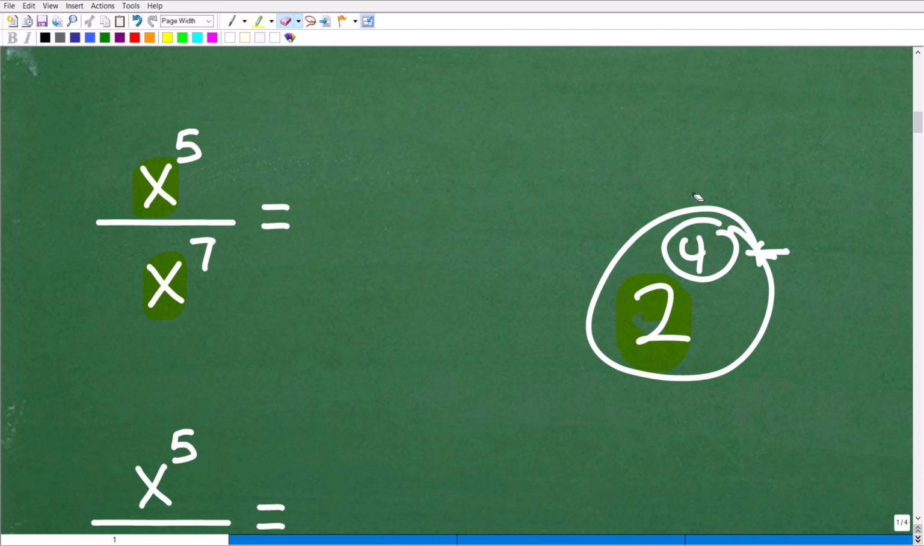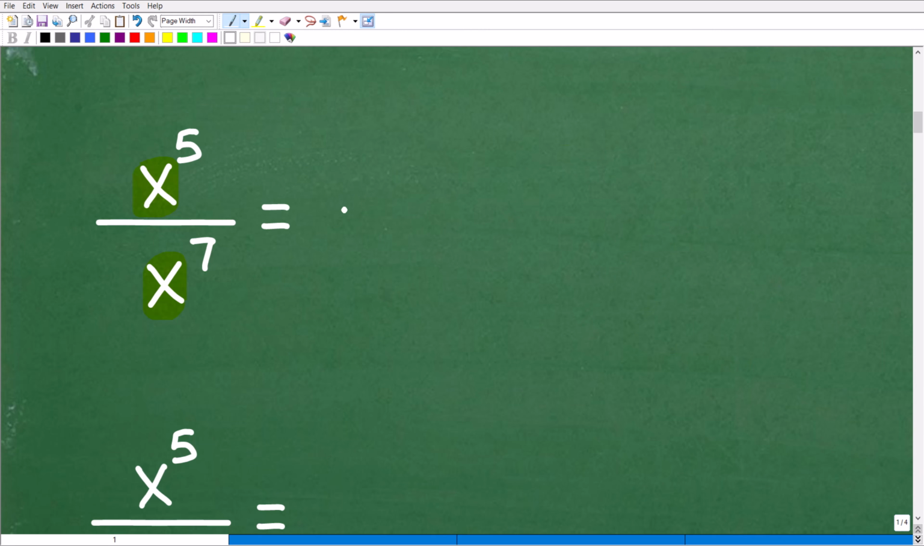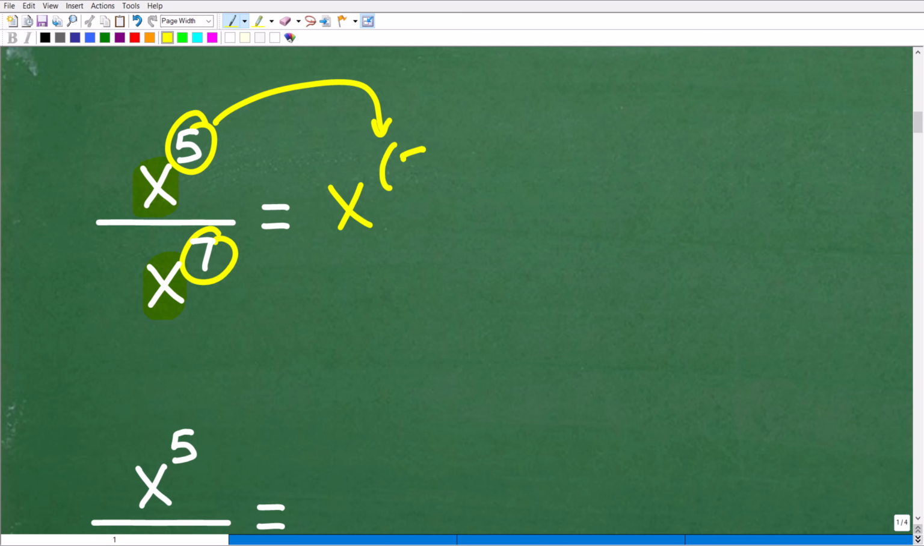All right, so let's go ahead and show you this rule in action. It's probably easier to show it than to explain it. What we could do is take these two powers and simply subtract the exponents. But the first number here is the exponent from the numerator, okay, so that's going to be 5, right? So it's going to be equal to, and we kind of write it this way, 5 minus 7.